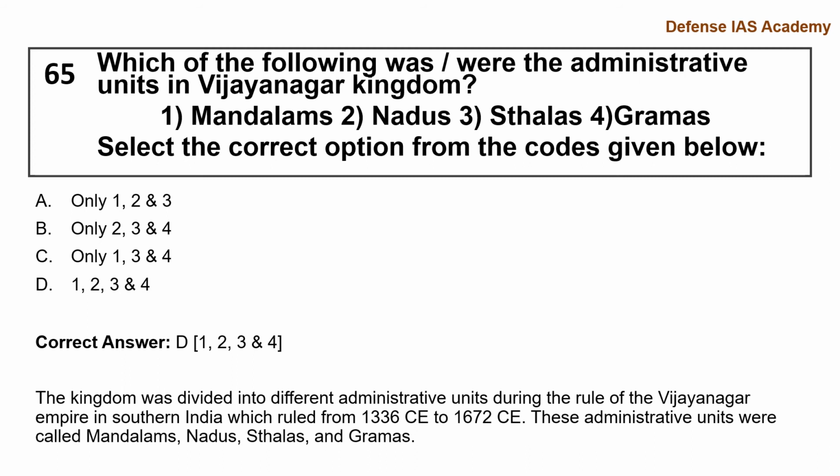The kingdom was divided into different administrative units during the rule of the Vijayanagar Empire in southern India, which ruled from 1336 CE to 1672 CE. The administrative units were called Mandalams, Nadus, Stalas and Gramas.